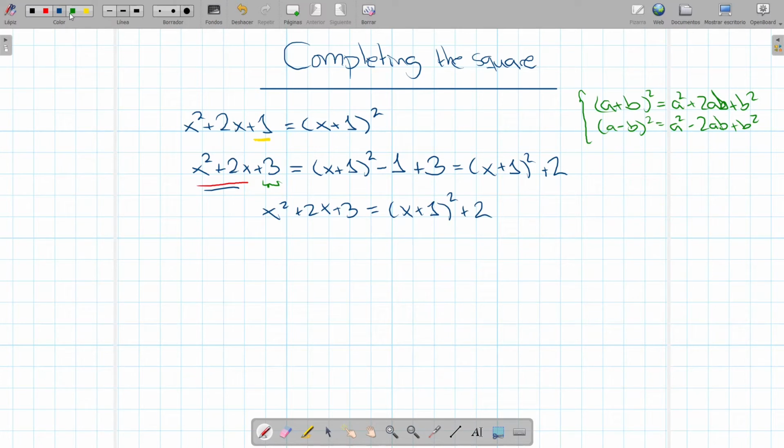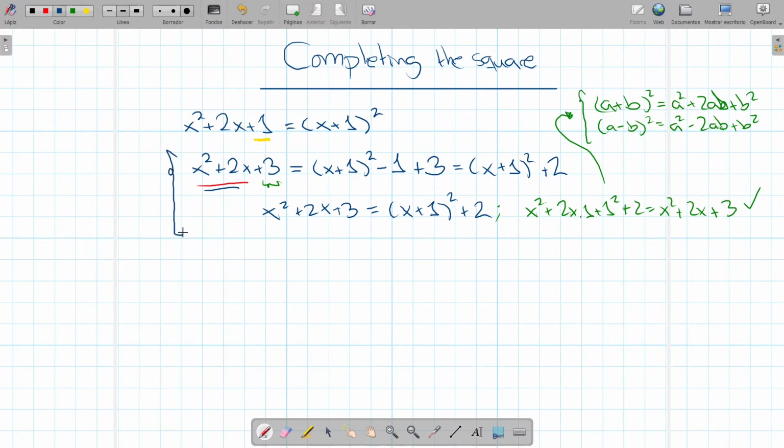Let's check it. So if we do (x + 1) squared, it's x squared plus 2 times x times 1 plus 1 squared. I have just done this. And then we have a plus 2. So this is x squared plus 2x, and 1 plus 2 is 3. So that's correct. So our method worked. So this is basically the method of completing the square.